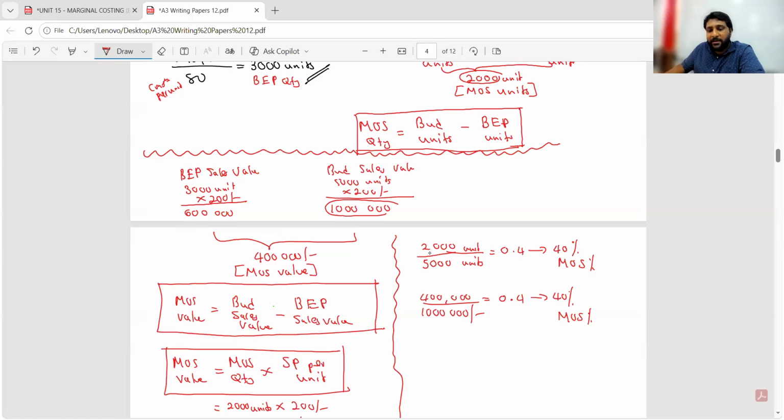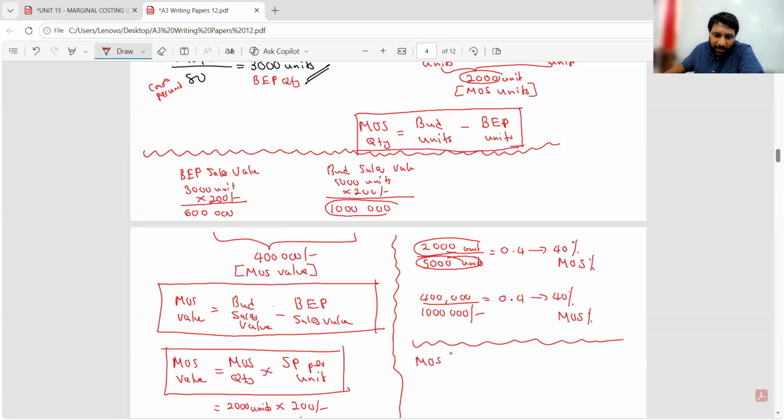So what is this first formula, people? Again, you tell me. From the 5,000 budget, 2,000 is the margin of safety. So as a percentage, how much is that? So how to get this percentage? We'll create a formula.